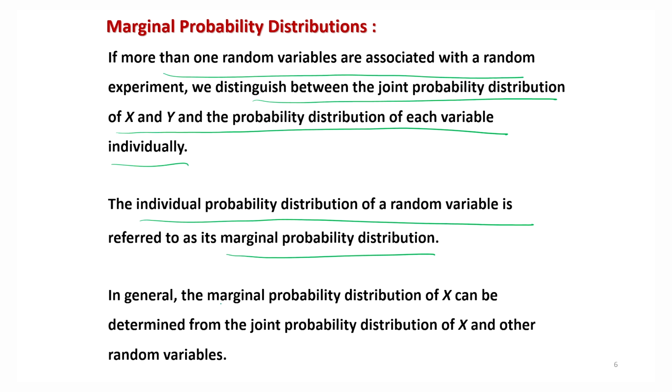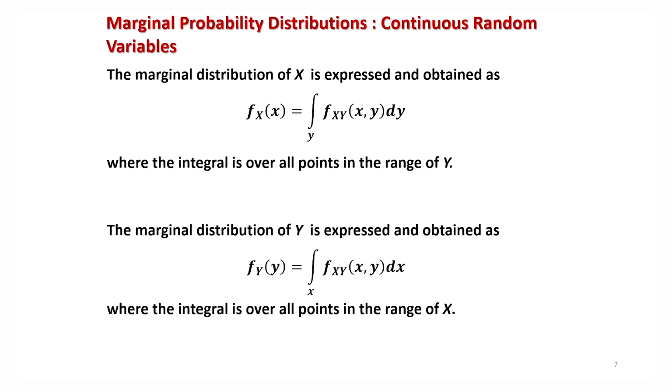So in general, the marginal probability distribution of x can be determined from the joint probability distribution of x and other random variables, right? So let me show you in the case of bivariate, which can be very easily extended to a multivariate case. If I have a bivariate probability density function f of x, y, now you want to find out the marginal distribution of x, which is indicated by f of x.